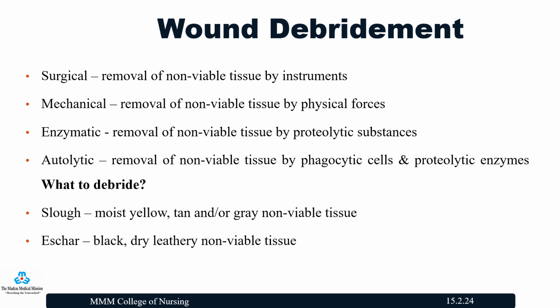So by using all these surgical, mechanical, enzymatic and autolytic methods, what are we going to debride? Slough. Slough is nothing but moist yellow, tan or gray colored non-viable tissue which is present on the wound bed. And the eschar also can be debrided. That is black, dry, leathery, non-viable tissue present over the wound bed. So this slough and the eschar can be removed by the method known as wound debridement.